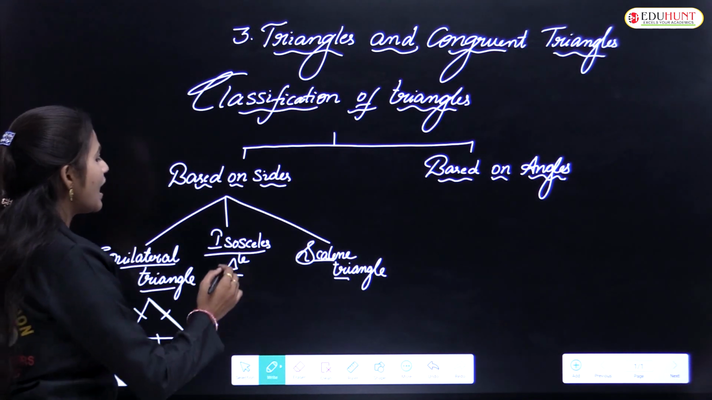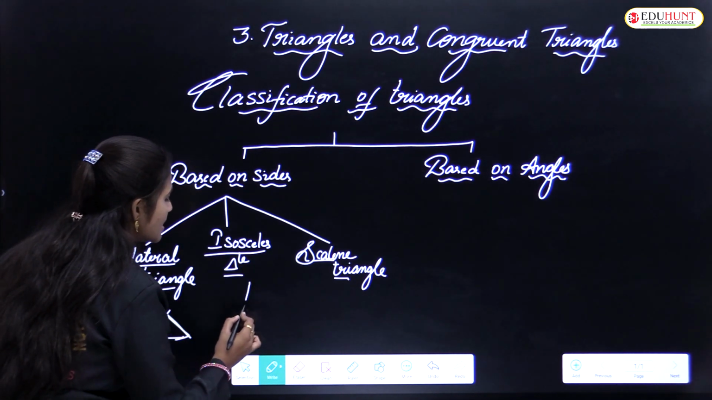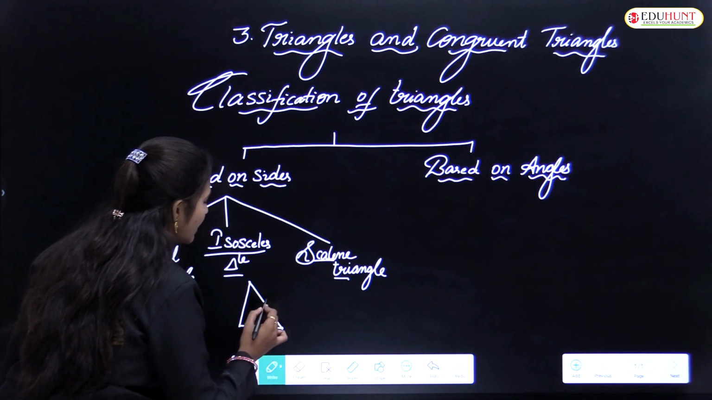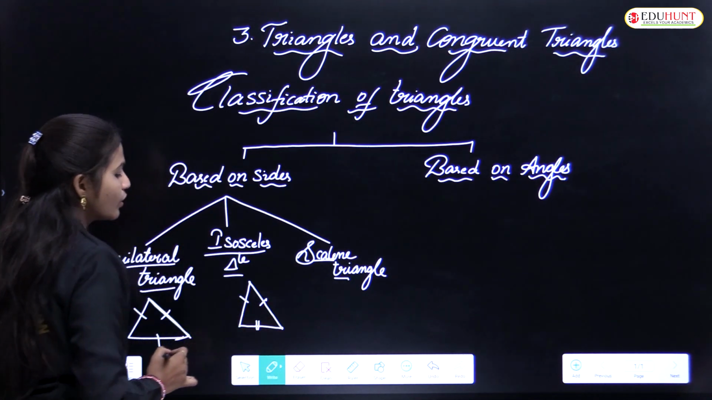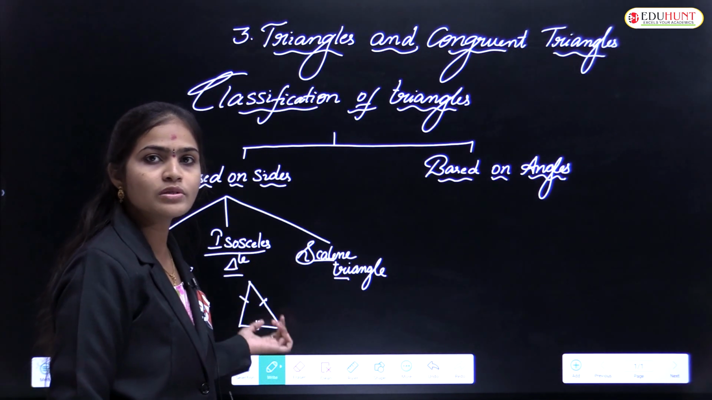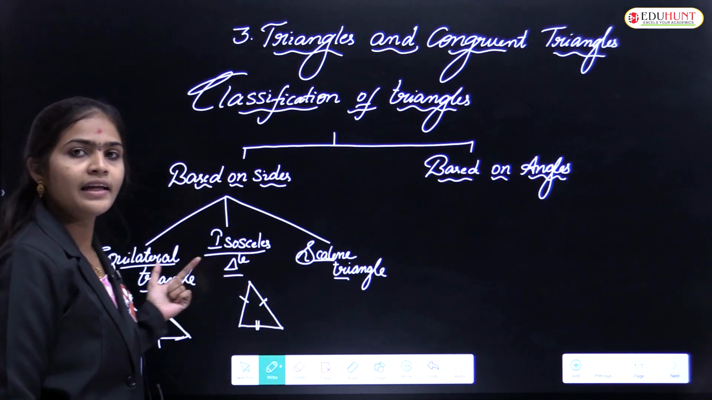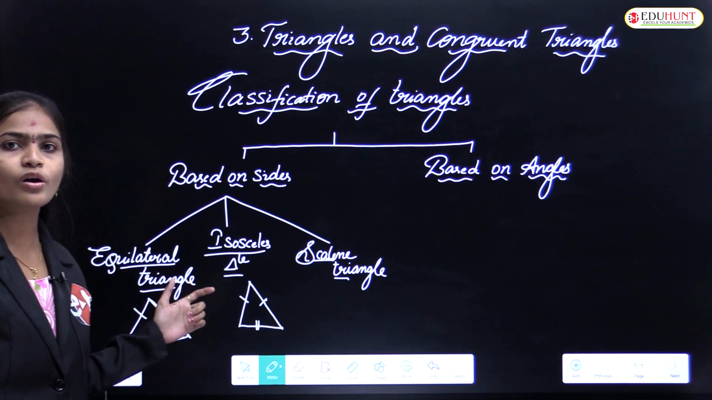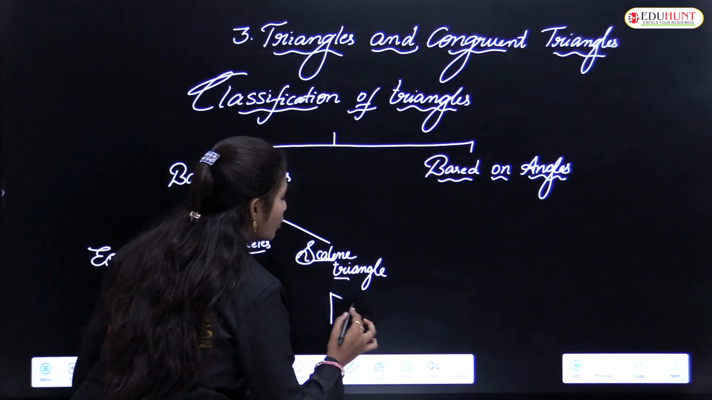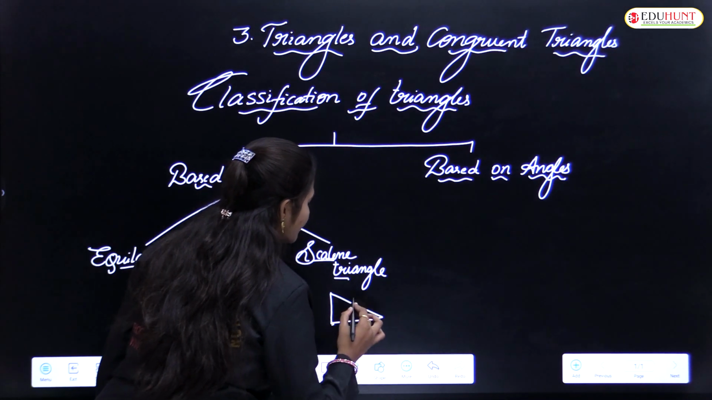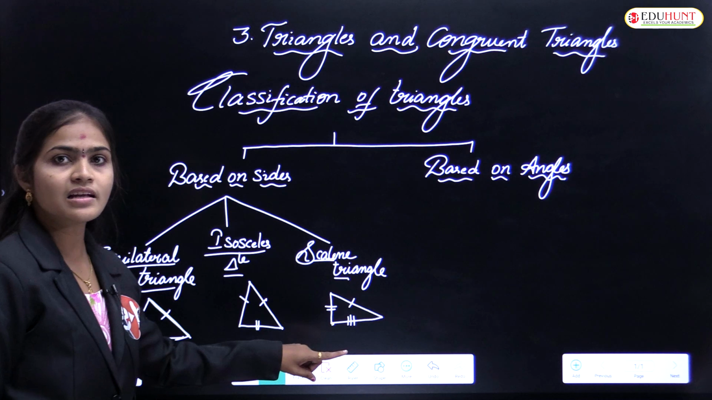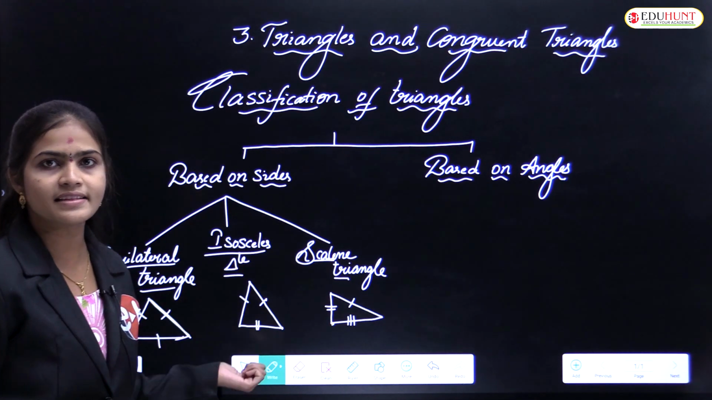Next, isosceles triangle. Isosceles triangle means any two sides of the triangle are equal. Two sides are of equal length. Equilateral means three sides are of equal length. And scalene triangle means no two sides are equal, which means all three sides have three different lengths.